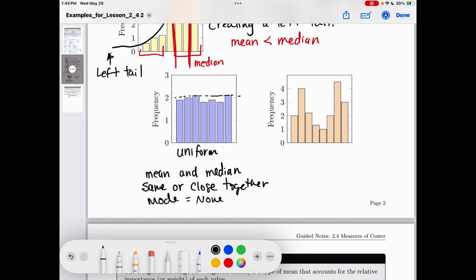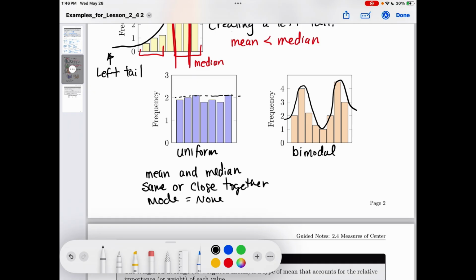Now, the last graph, this is what we call bimodal, or you could have more than two modes, which is called multimodal. But in this case, we have two modes, so we'll call it bimodal. And this is when you have two peaks or two high points. So when I draw a smooth curve to go over the bars, we have two peaks. So this occurs when we have data that comes from two different groups that are mixed into one set.